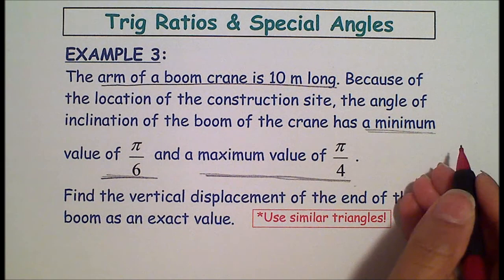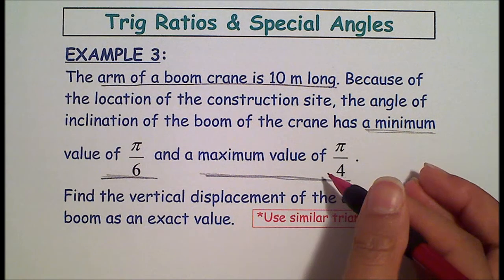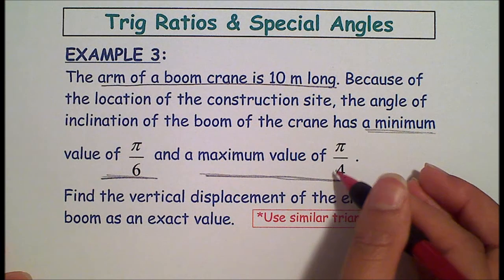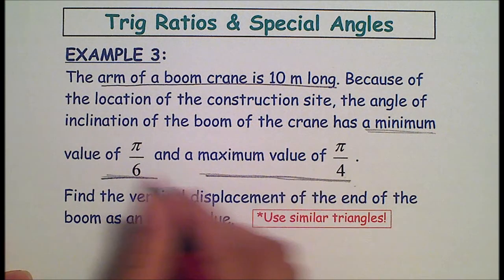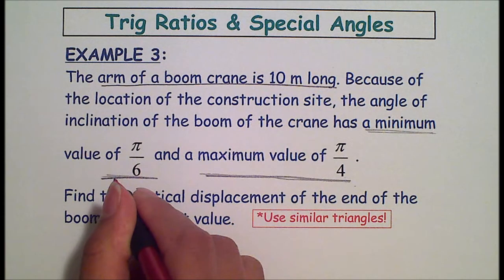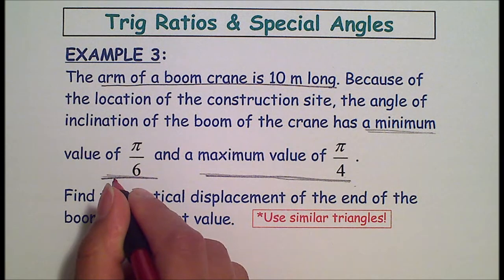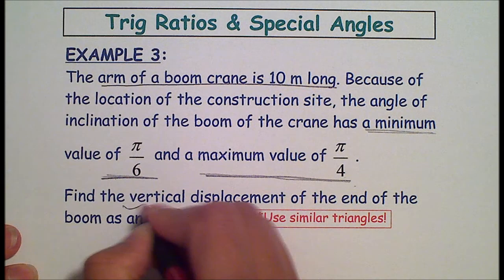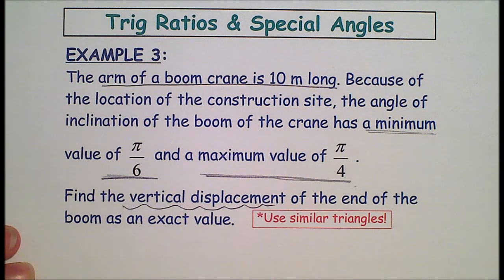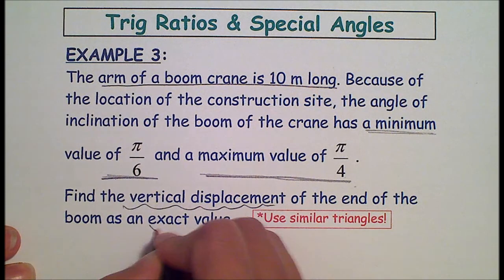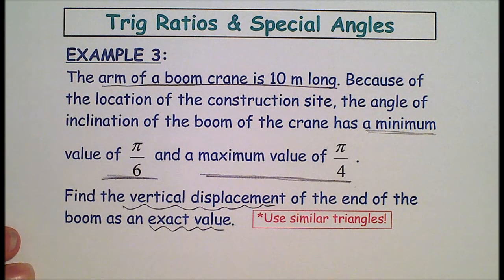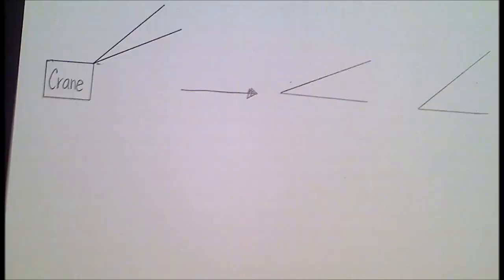Now remember that pi over 4 is the same thing as 45 degrees. So if this is the maximum, then the minimum must be 30 degrees, because we know that pi over 6 is equivalent to 30 degrees. You're asked to find the vertical displacement of the end of the boom as an exact value. Because the question says exact value, you should recognize to use special triangles. So I started off the question. Here's my crane.